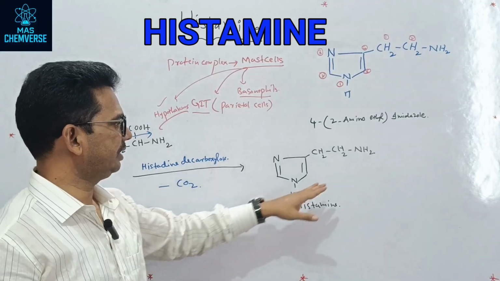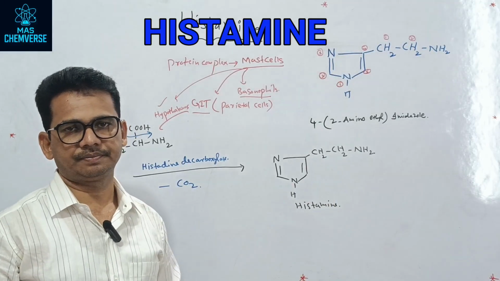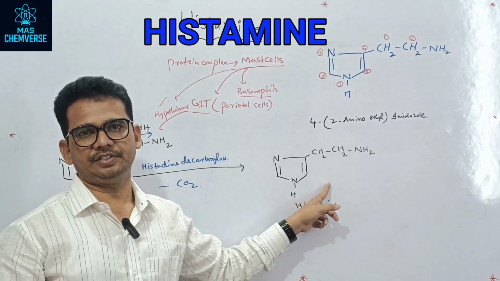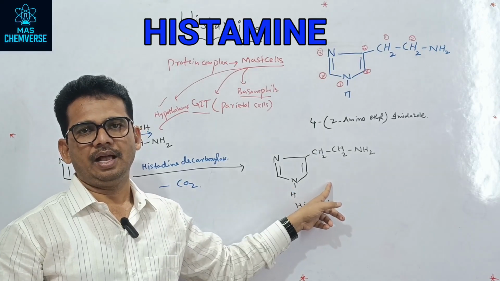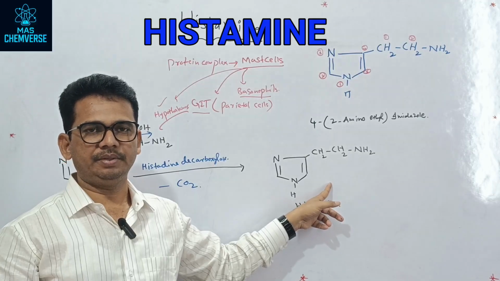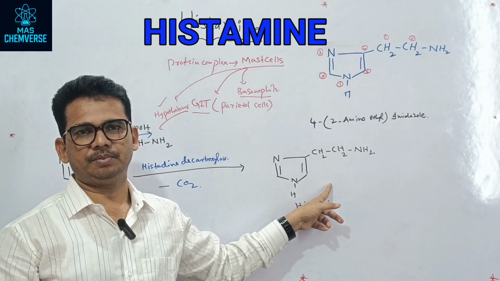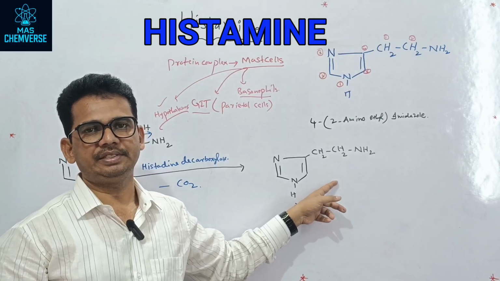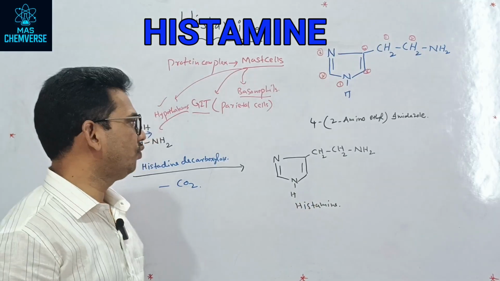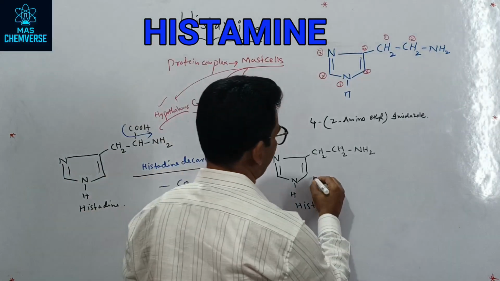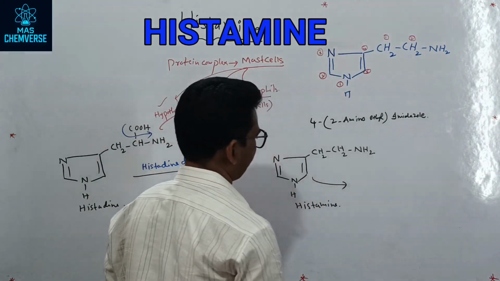This histamine is responsible for many things. For example, for the allergic reaction, histamine is responsible. Acid secretion, histamine is responsible. Any inflammation related things, histamine is responsible. But this histamine produces its action through 4 receptors.